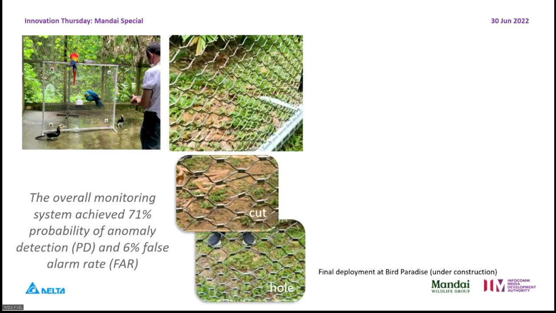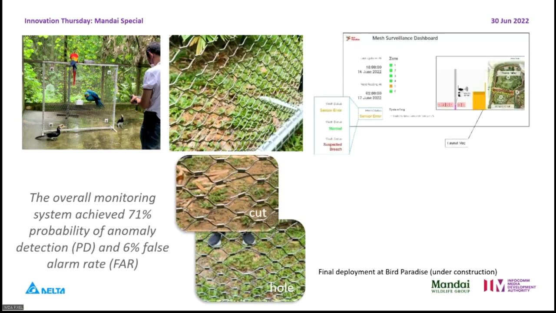But as you can see, we developed a prototype system that can work on the aviary meshes, right? We did it both on site as well as on some replicate meshes. Why do we need replicate meshes? Because we can't possibly cut the actual enclosure. So we have replicate meshes to actually cut and also simulate the defects.